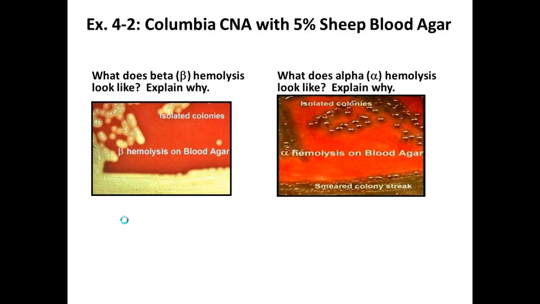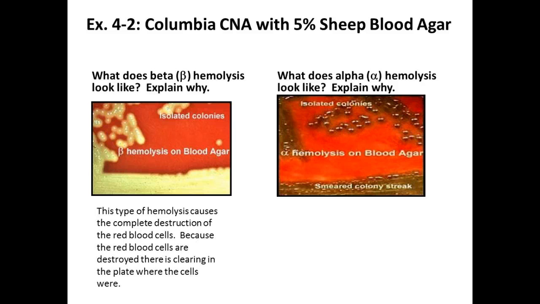One that's referred to as beta, with the Greek symbol beta, and this is complete destruction of the red blood cells. So much so that when you hold these plates up to the light, you can see clear through them, right? Because the red blood cells have been completely destroyed, right? So we refer to this as a clearing, right? A complete destruction. And I always remember beta for bad, right? This is the worst case scenario. Imagine this happening to your red blood cells, right? It'd be horrific. And there are some pathogens out there that do this.